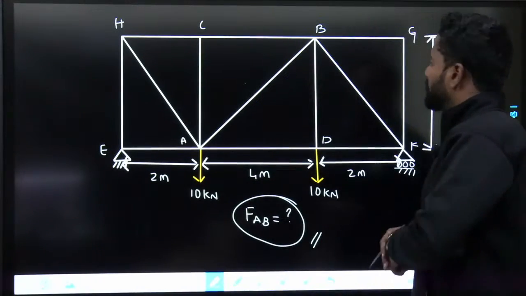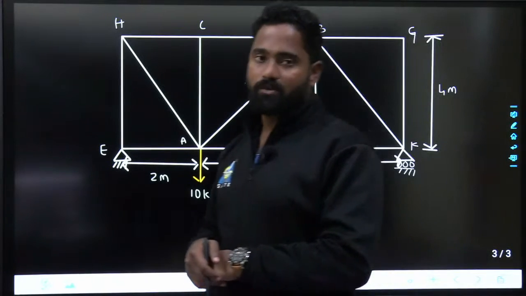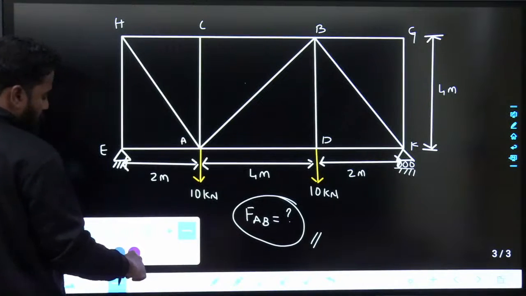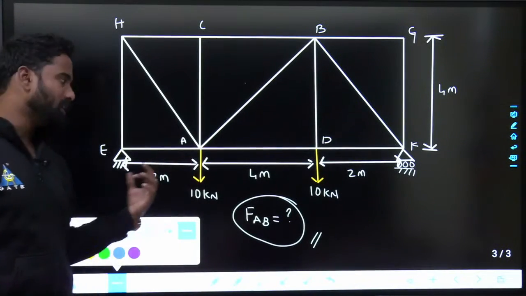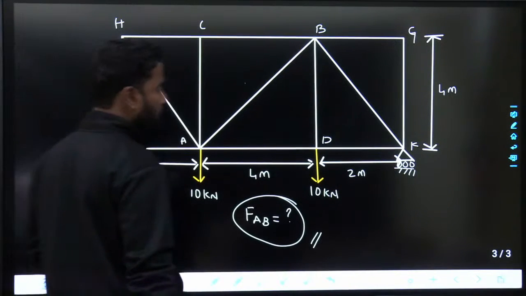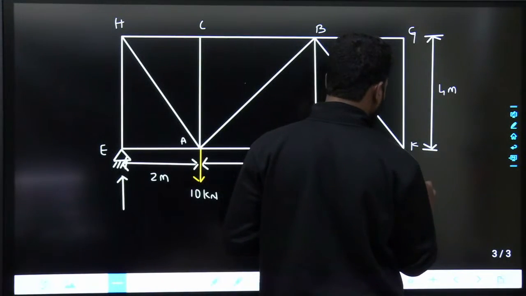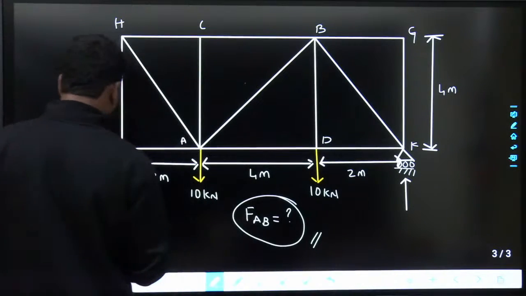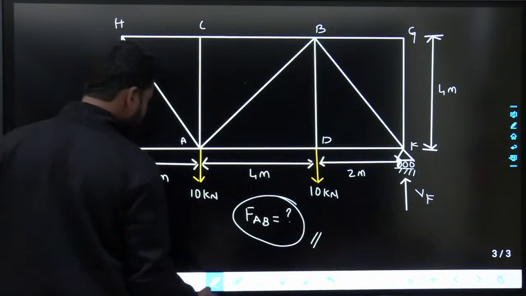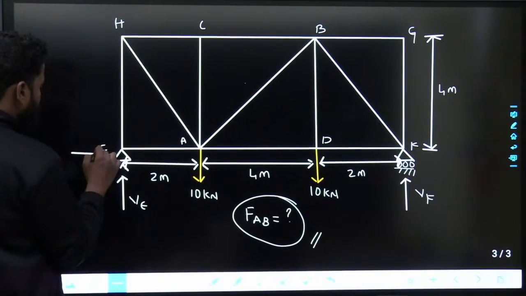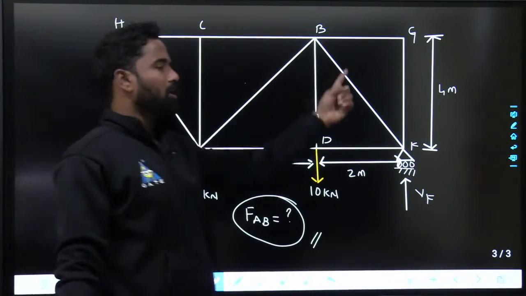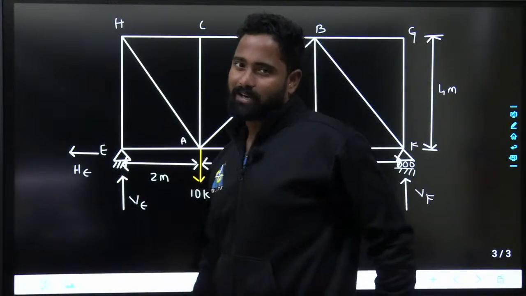I don't know. Anyway, so we have to find out what is the force in member AB. First is find out the reactions. Directly also you can say, since the structure is symmetrical, reaction at this is hinge support and this one is roller support. If I take this as VE, VF, at hinge support there will be horizontal reaction HE. If you see, there are no horizontal loads in the whole truss, so you can take HE equals to 0.